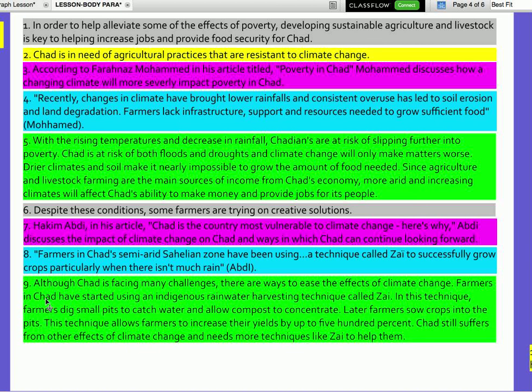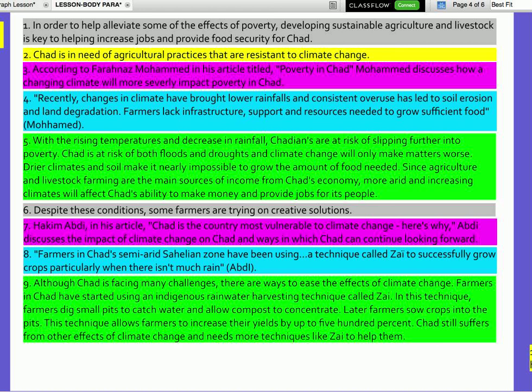I'm going to talk a little bit differently than I did in the first one, of course. So although Chad is facing many challenges, there are ways to ease the effects of climate change. So that's how I'm kind of explaining what they're doing to ease that effect. So farmers in Chad have started using an indigenous rainwater harvesting technique called Zai. In this technique, farmers dig small pits to catch water and allow compost to concentrate.